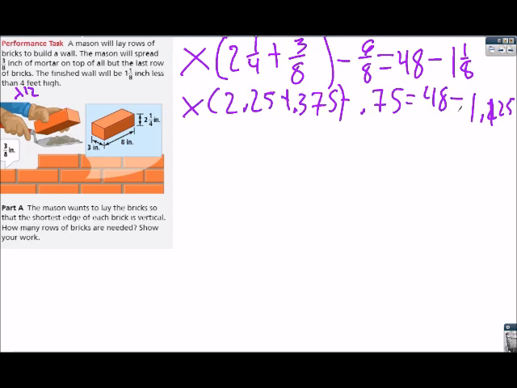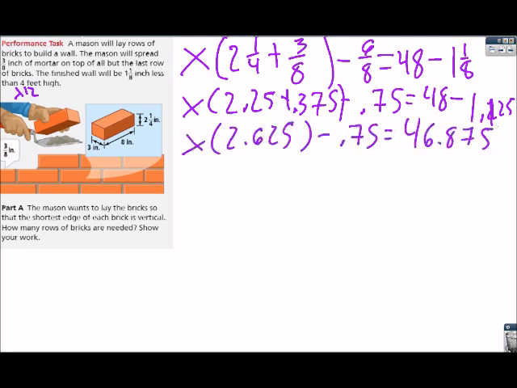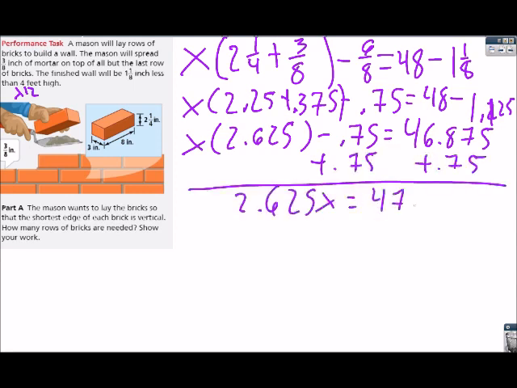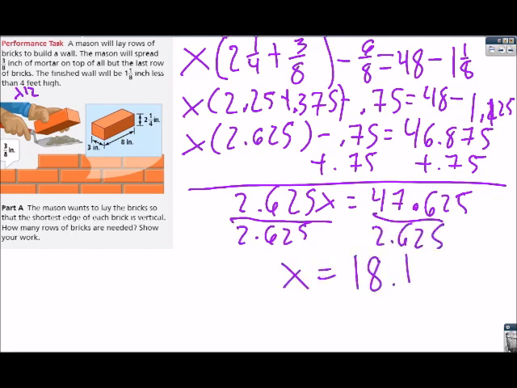So now that I have it all in decimal form, I can combine some like terms. Next thing I'm going to do is my SADMEP and get rid of this subtracting by 0.75 and add it to both sides. The last step is I'm going to divide to get x all by itself. This gets me 18.1 rows. We don't do bricks in 0.1, so we would say about, that's what that squiggly line means, 18 rows.